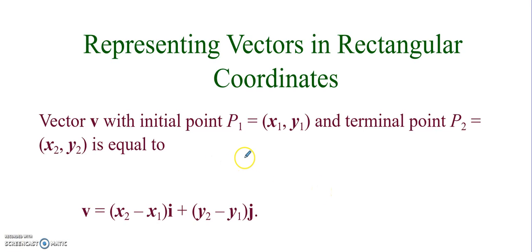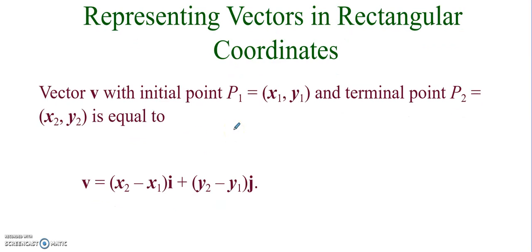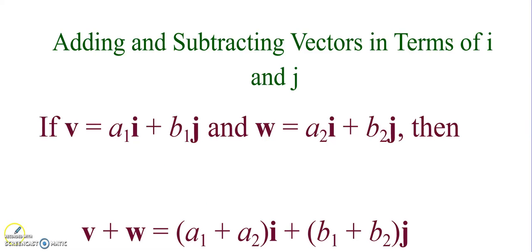Next, taking the rectangular form a step further. In the initial definition, I said that the initial point of the vector is always at (0, 0), but we know that vectors can be anywhere in space. So what if it's not at (0, 0)? Well, we can still write the rectangular form of the vector. If I have some point P1, which is the coordinates (x1, y1), and that's the initial point on the vector, and then the terminal point P2 is the coordinates (x2, y2), I know that vector v in rectangular form would be (x2 minus x1)i plus (y2 minus y1)j.